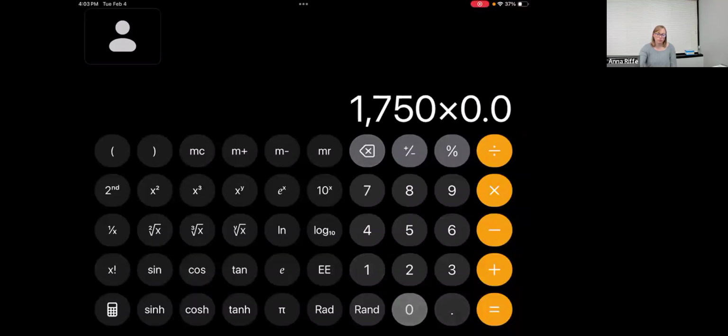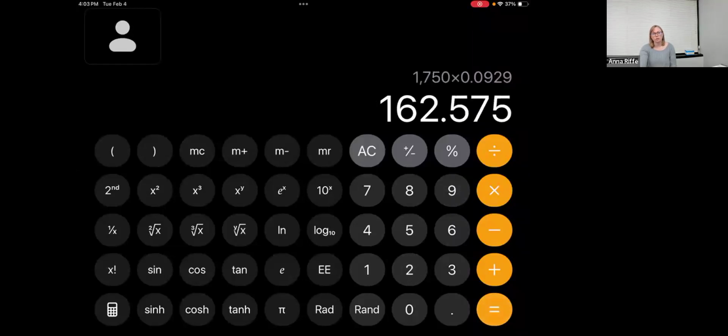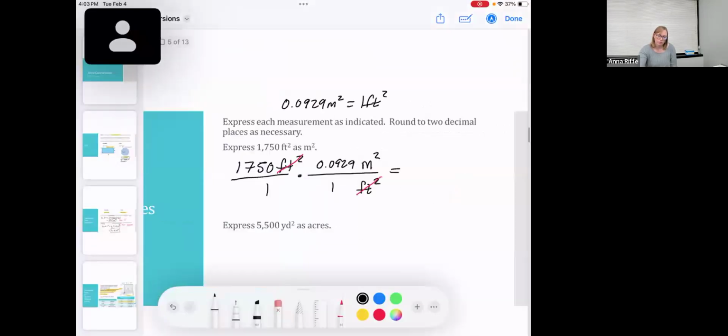1,750 times 0.0929 is equal to 162.575. Or if we want to round to 2 decimal places, 162.58. So 162.58 square meters. So again, we have to change our units, make sure that it is an area unit that we're coming up with.